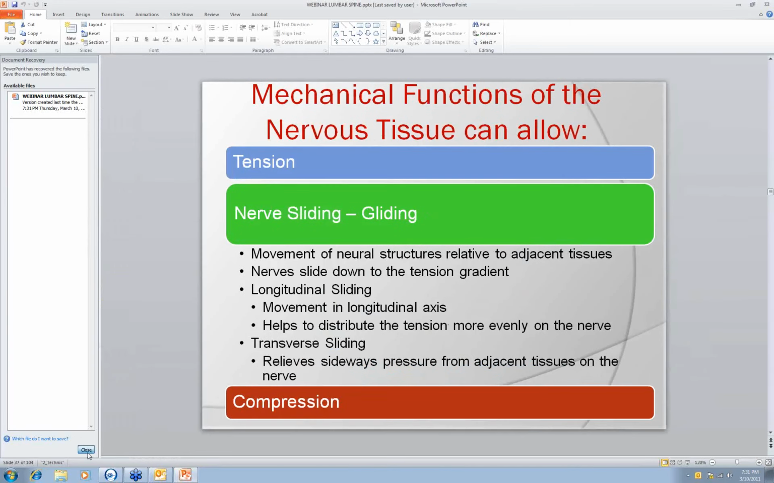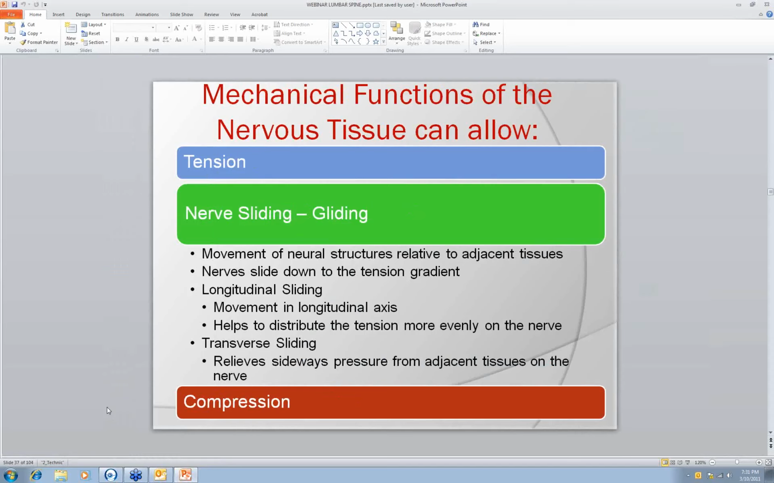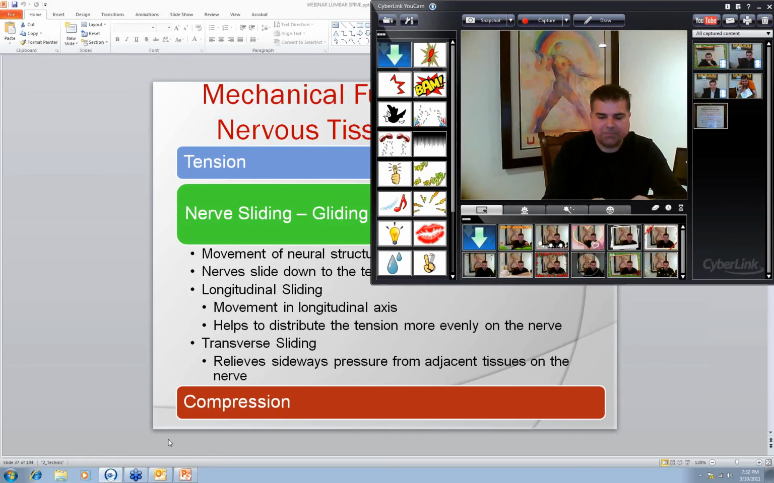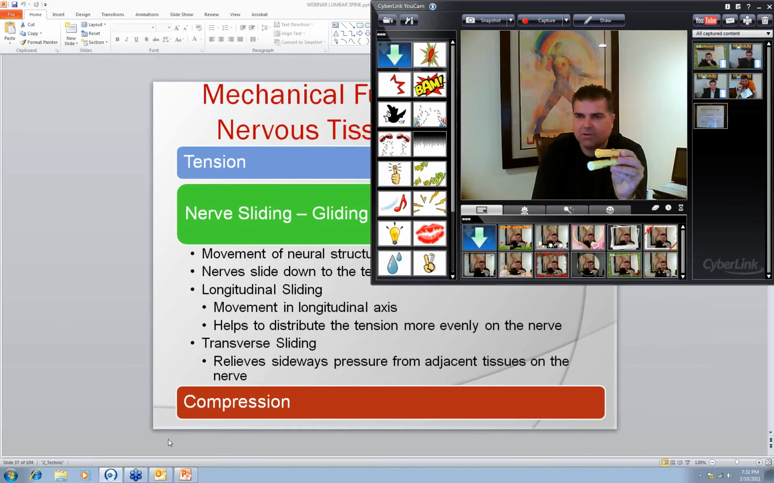So we have nerve sliding and gliding. Thank you for your patience. That would be movement of the neural structures relative to the adjacent tissues. I will put this slide back on, but I want to show you something with my props again. Let's suppose that this is the carpal canal, and these are the different tendons and other structures in the carpal canal, and this is your median nerve.